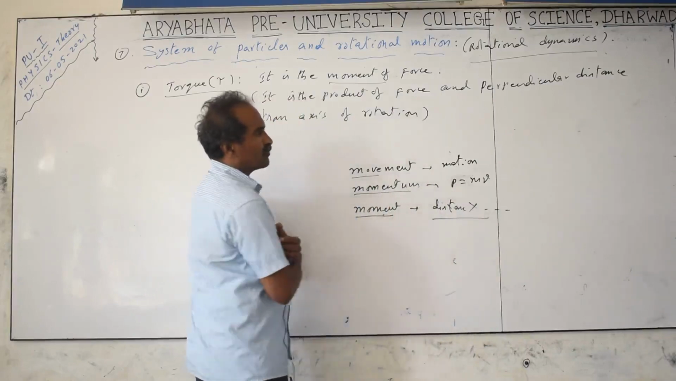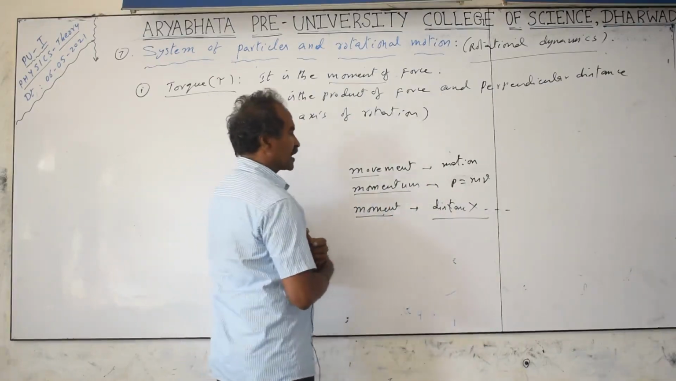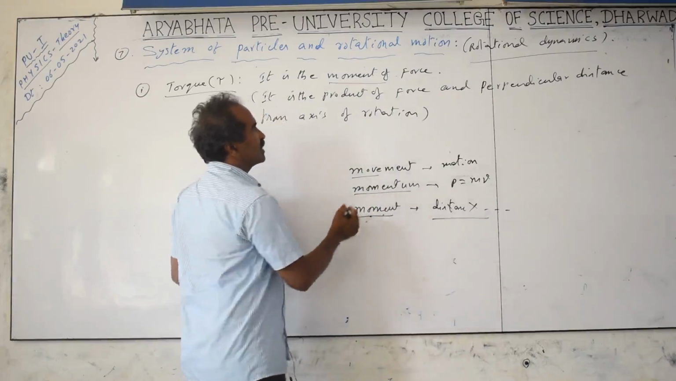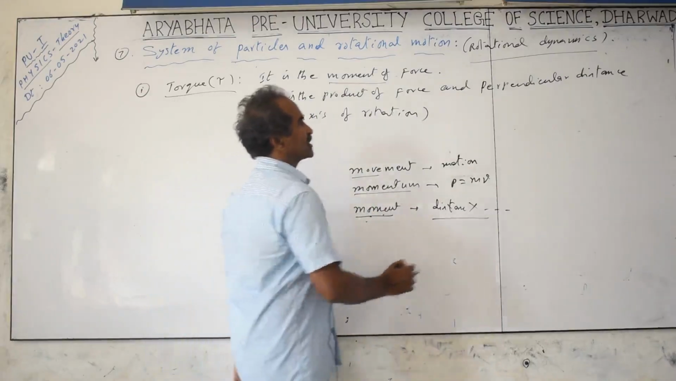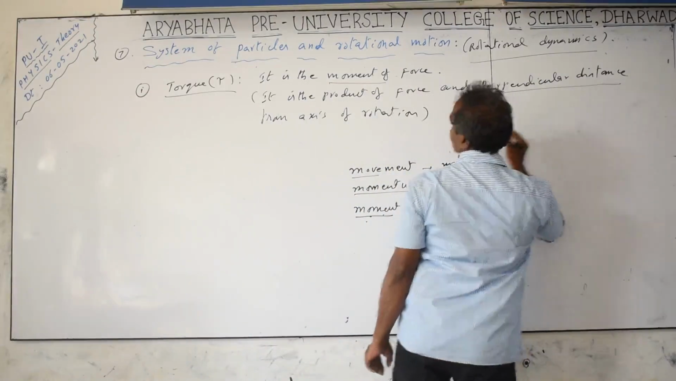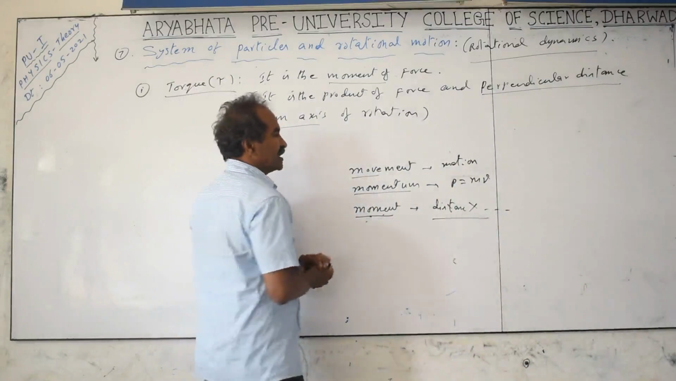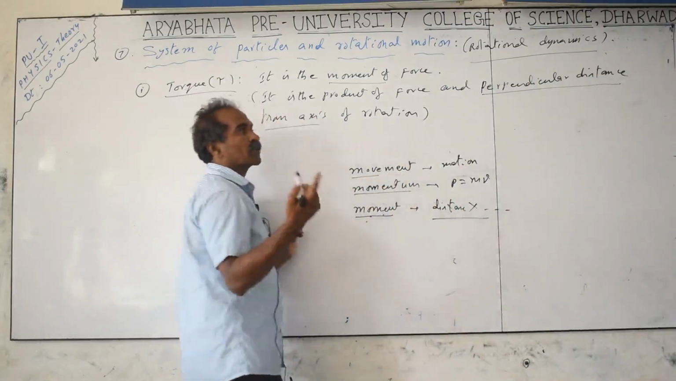Linear momentum is the term we use for straight line motion. When you multiply with the moment, it means distance into something. What is the distance? The perpendicular distance from the axis of rotation is nothing but the distance. That is nothing but the radius of the circular path we can imagine at that instant. That means when you talk about radius, it is related to rotational motion.